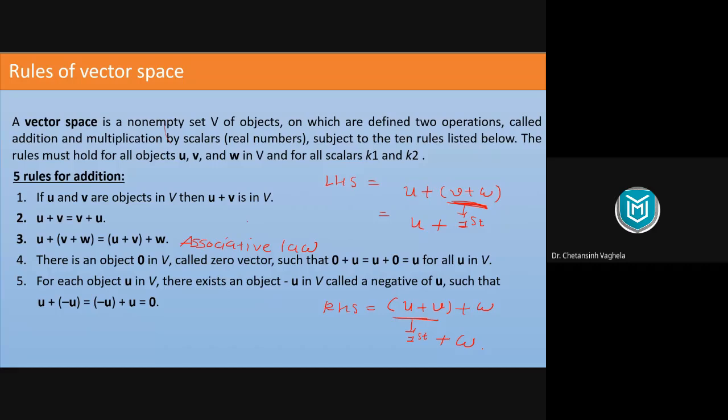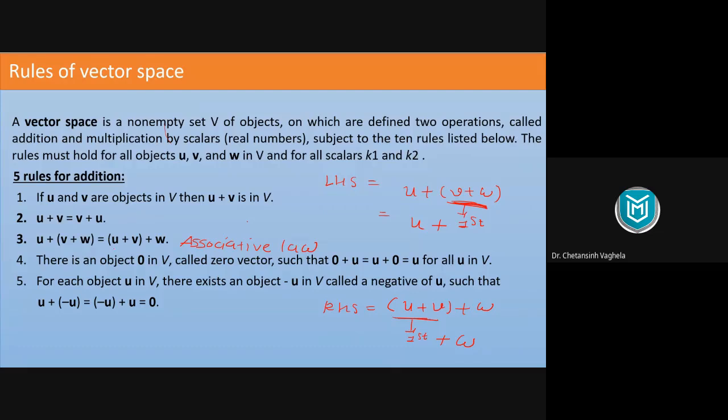Now in both the cases your answers should be the same, whether you keep v and w in association or you keep u and v in association. So by changing association, your answer should not change. Whether it is u plus (v plus w) or (u plus v) plus w, in both the cases you should get the same result. So if you change association in three objects, that should not affect your final answer. This property is called associative law, right?